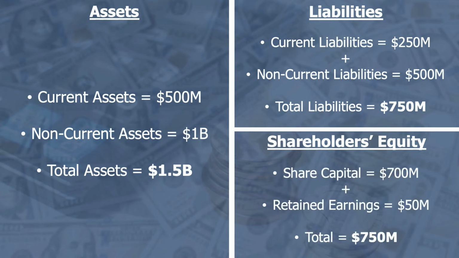And then what we add onto this is the shareholders' equity. So the share capital is worth 700 million and the retained earnings is worth 50 million. So we've got 750 million in shareholders' equity, 750 million in liabilities. So add those together and that adds up to our 1.5 billion. So we can see then our assets balance with our liabilities and the shareholder equity.